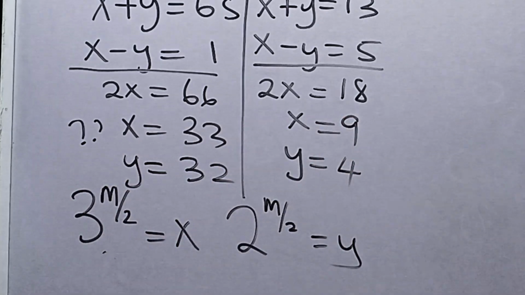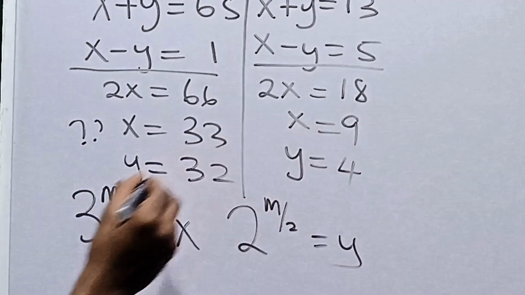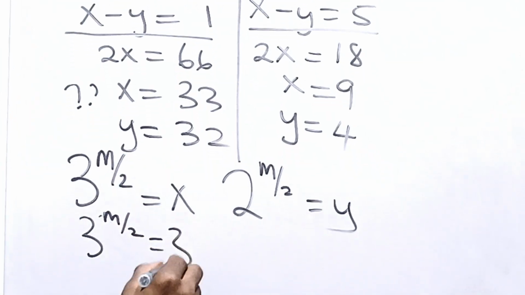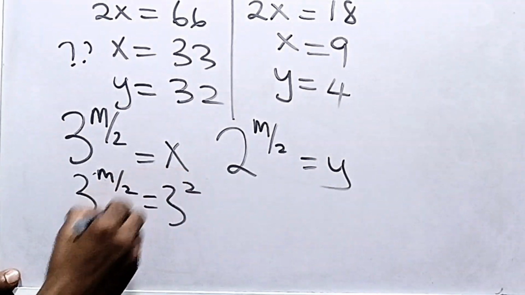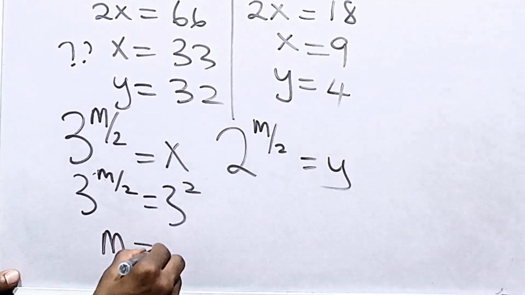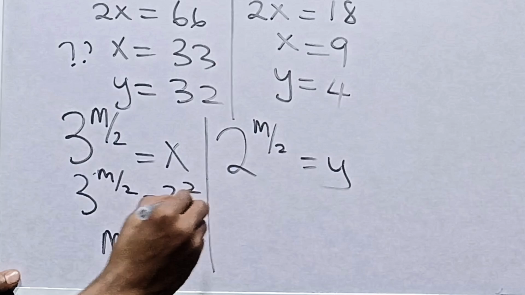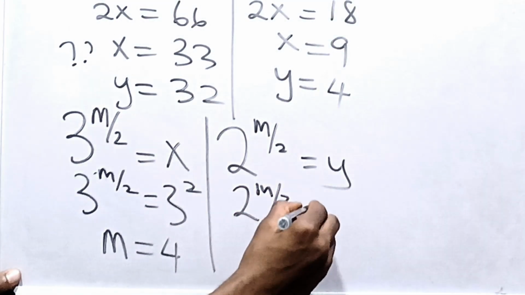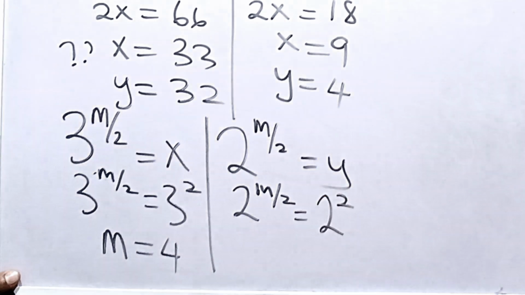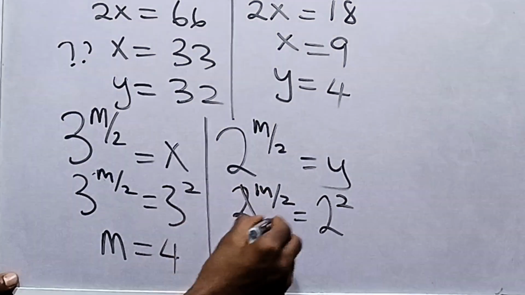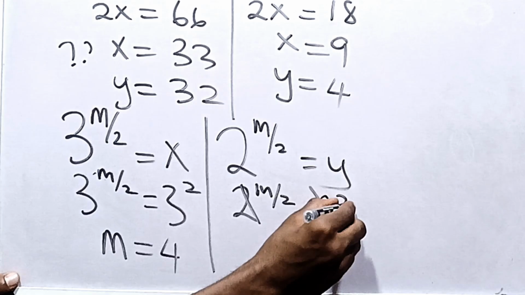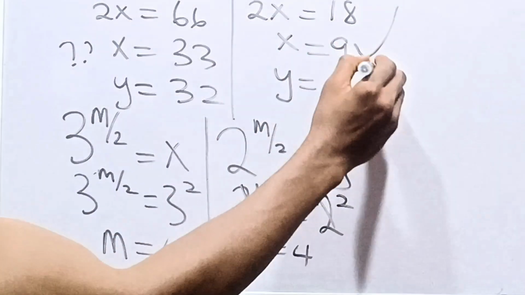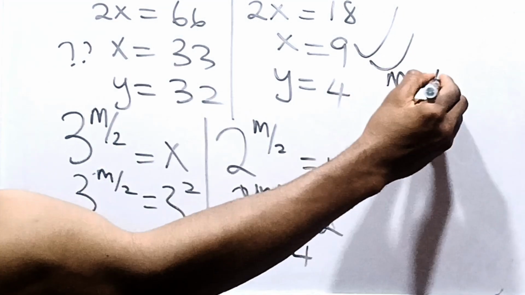Let's go to this other one. We have 9, which is equal to 3 squared. So 3 raised to power m over 2 is equal to 3 squared. If you equate the powers, we have m over 2 equal to 2, hence m is equal to 4. On the other hand, 2 raised to power m over 2 is equal to 4, which is 2 squared. So we have m over 2 equal to 2, and m again is equal to 4. Meaning that for this condition, it is valid that m is equal to 4.